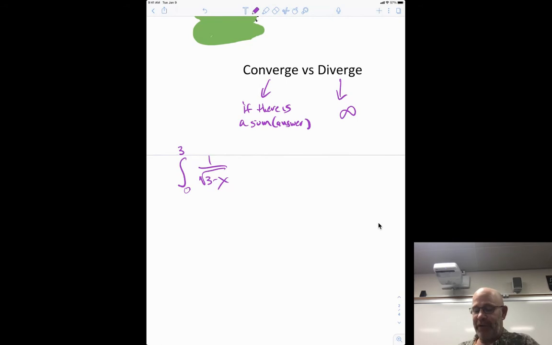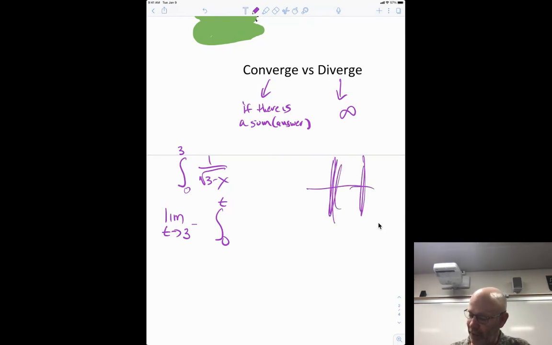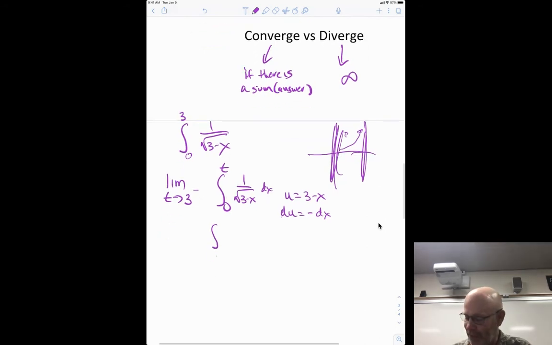So what we're going to do here, notice there's an asymptote at 3. We're going to plug in a t for my 3, just like I did in those last sets of problems. And we're approaching 3 from the left side, because we're between 0 and 3, right? Whatever my picture looks like, we're going from 0 to 3, and it's all in here. Now we're going to do the integral. I'm going to do a u-sub here: u equals 3 minus x, which means du is negative dx, so I get a negative sign. I'm going to ignore the limit and the t's for just a second until I'm done, if that's all right with everyone.